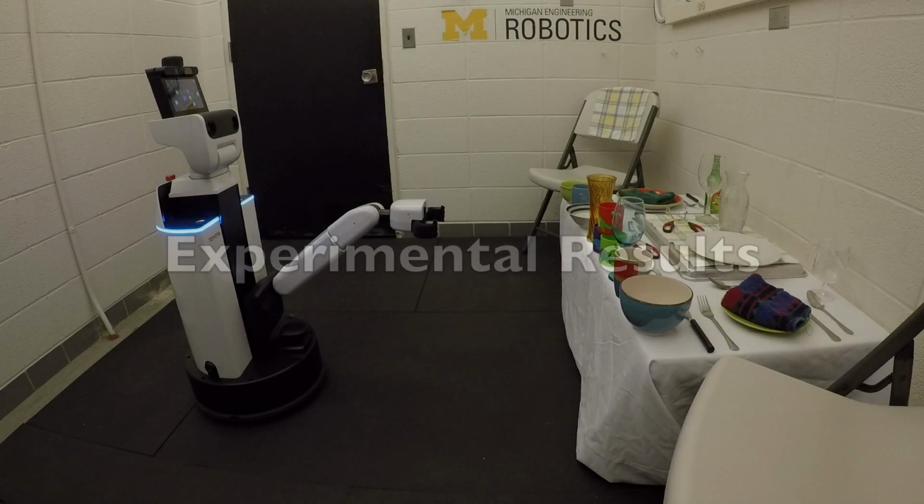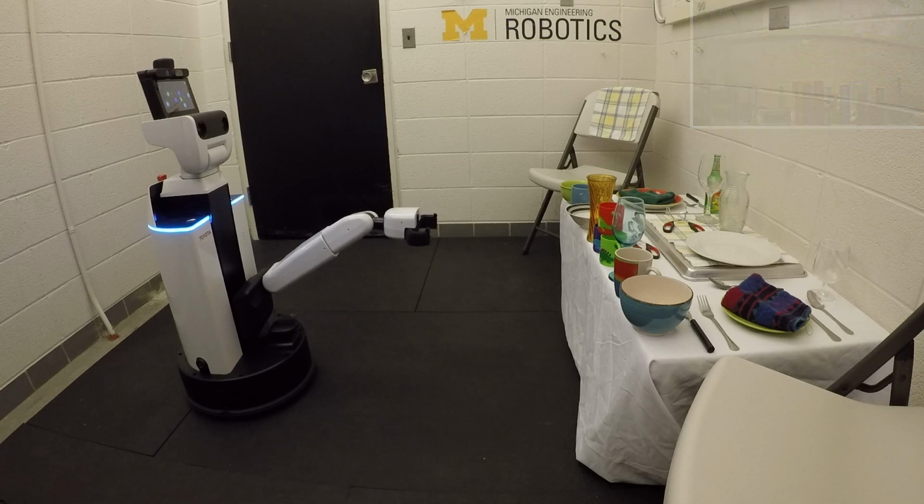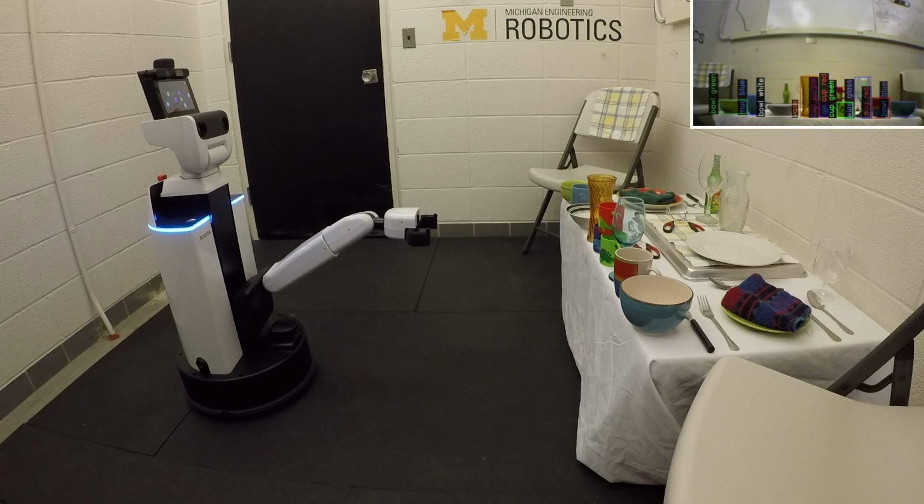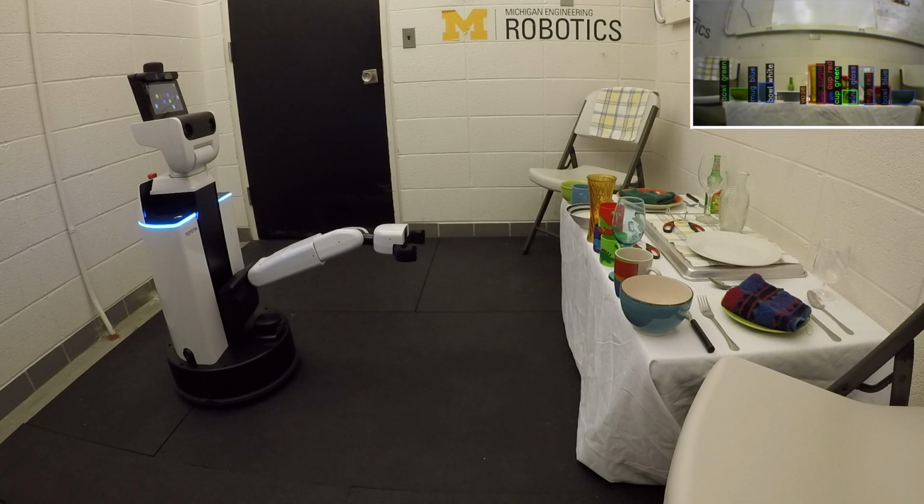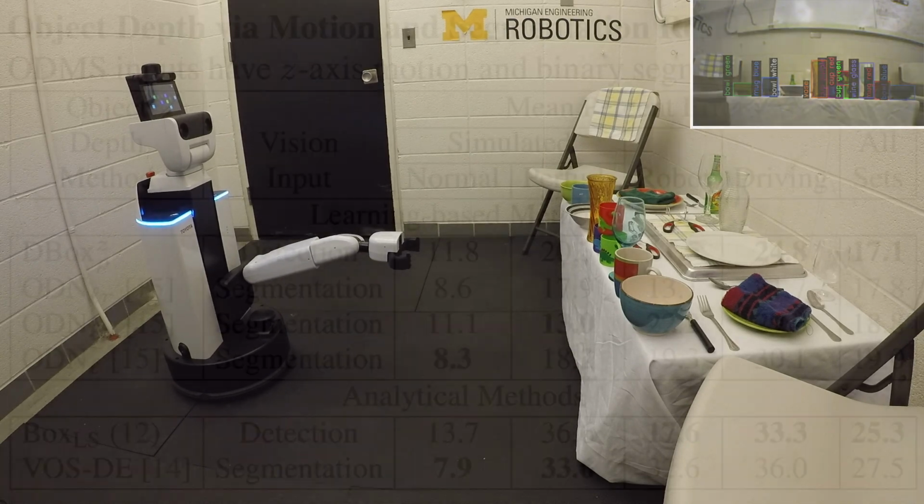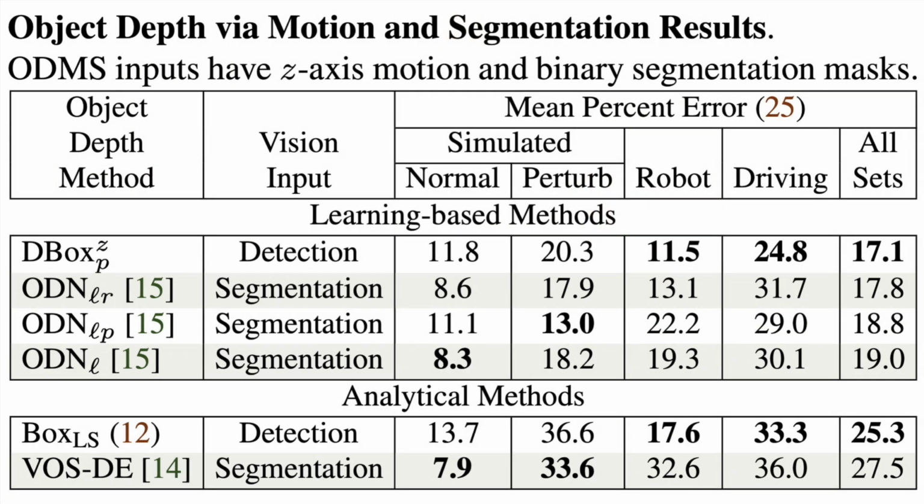For evaluation, we introduce an ODMD benchmark with over 20,000 examples across 4 validation and test sets, including mobile robot experiments using an end effector camera to locate household objects. As an added challenge, we test our method on an existing benchmark dataset by converting segmentation masks to bounding boxes. Notably, our D-Box network achieves the best robot, driving, and overall result on the ODMD benchmark.